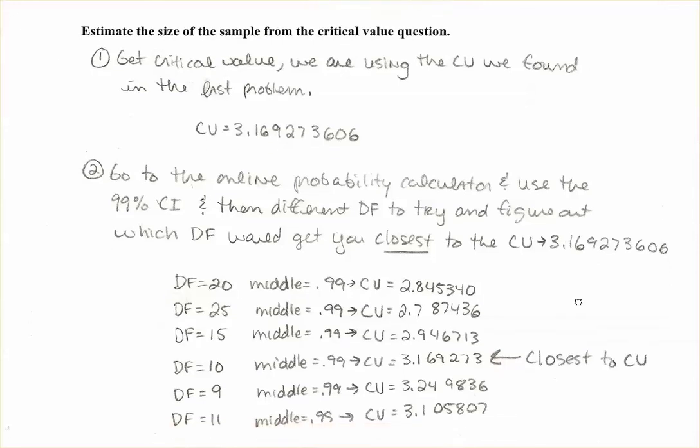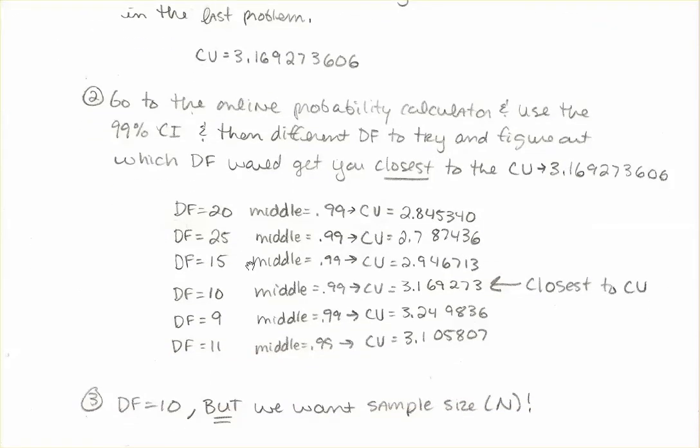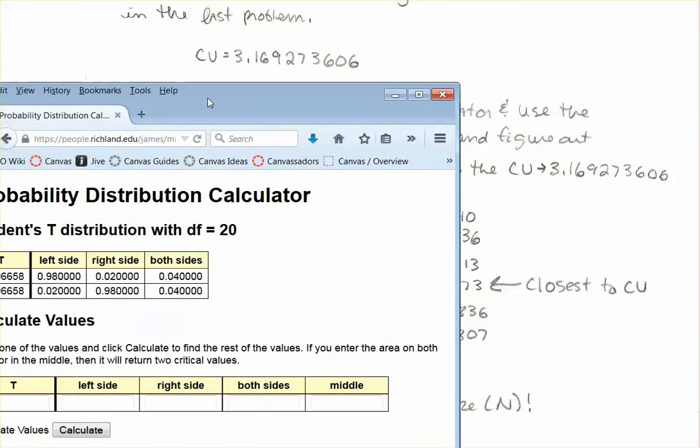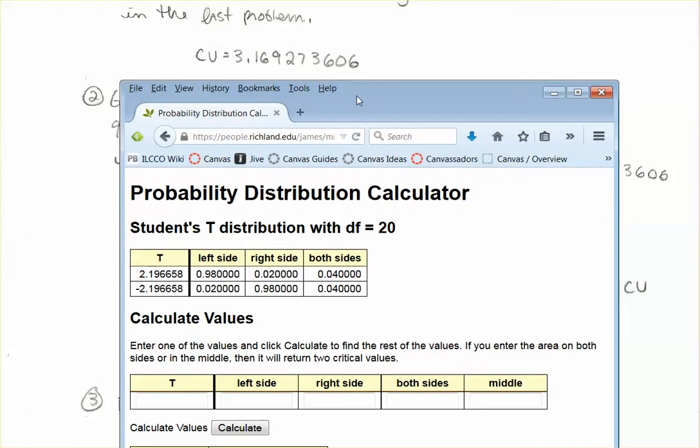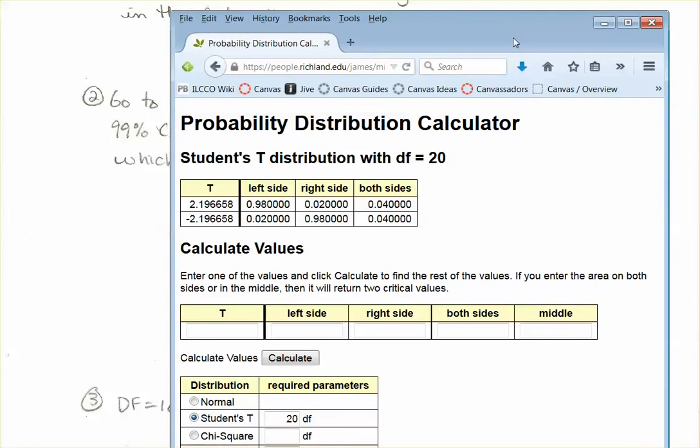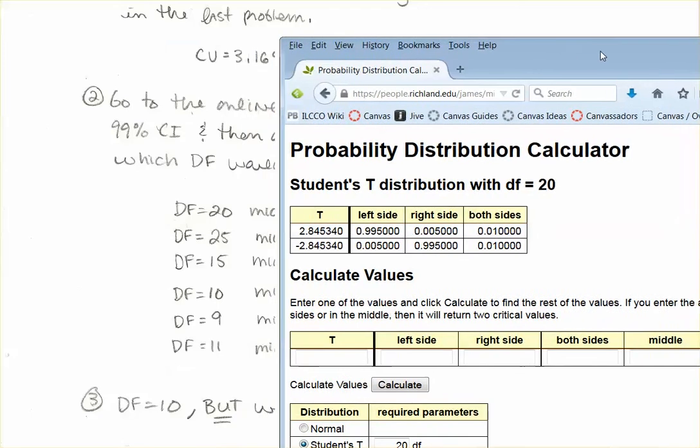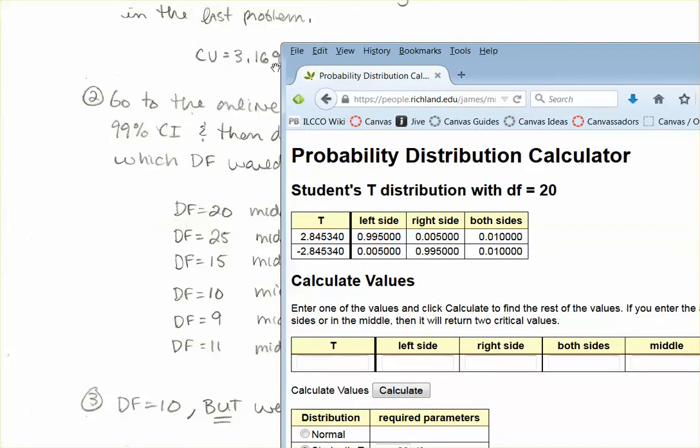So what I suggest doing is just throw out a degree of freedom. In this case, I tried 20 with a middle of 0.99. Click to calculate, and that's 2.85, and so we're looking for 3.16, not 2.84. We're not even close. So then, over here, I tried the degrees of freedom of 25.